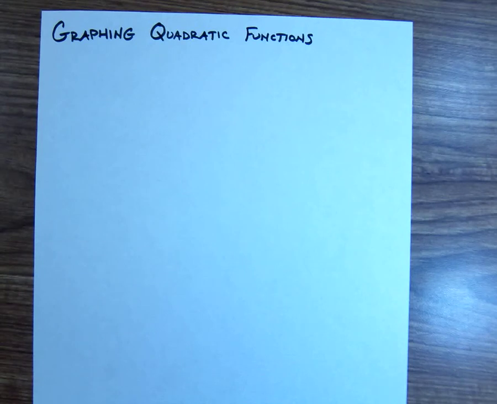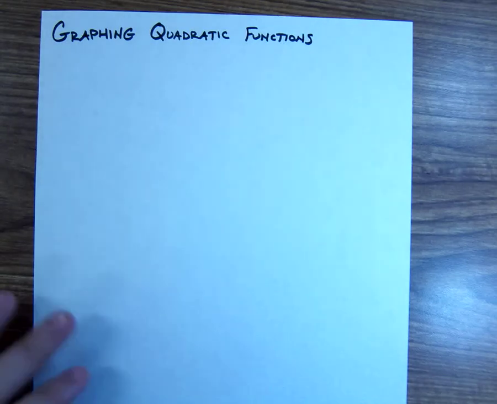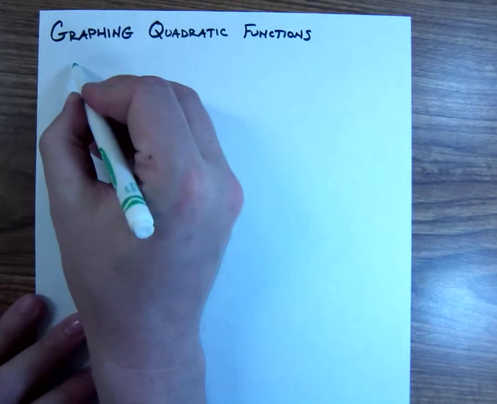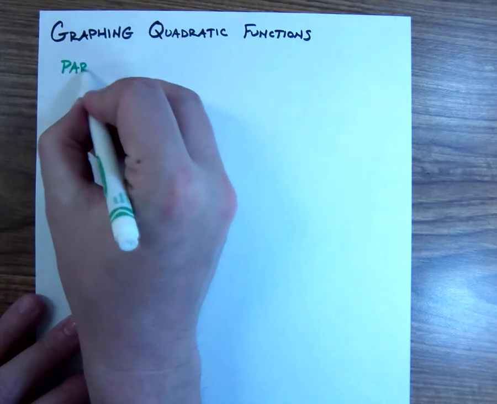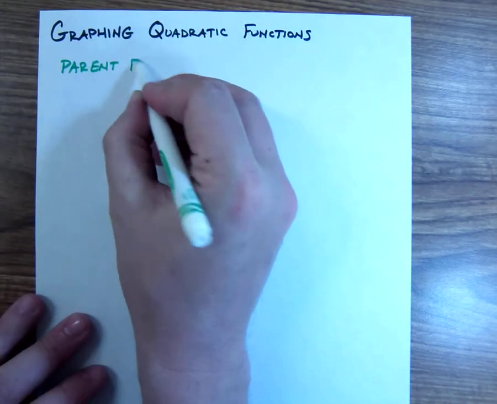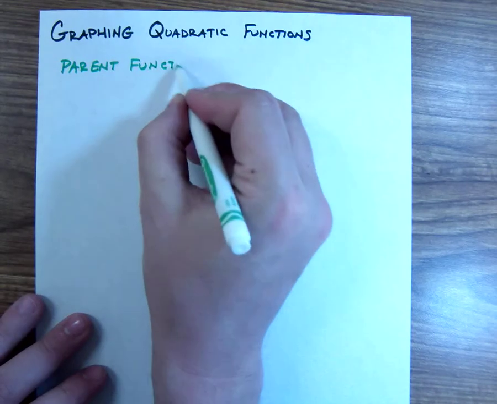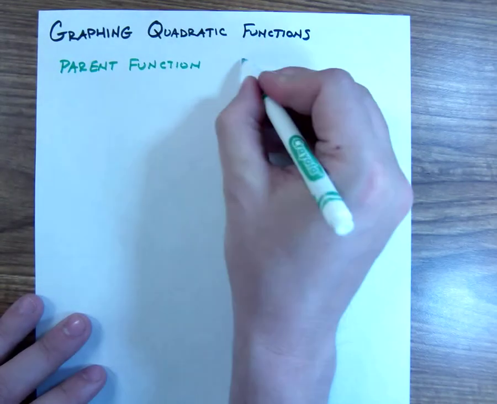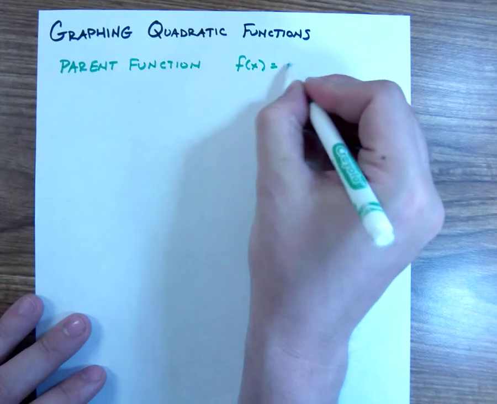All right, so we're going to talk about how to graph quadratics, which means you're going to need some graph paper. And we're going to talk about how some of the differences in the quadratic function can cause differences in the graph. So the main graph that we're going to be comparing everything to, like our baseline graph, is called the quadratic parent function. And it is the most basic of quadratic functions. The most basic function, the parent function, is f of x equals x squared.